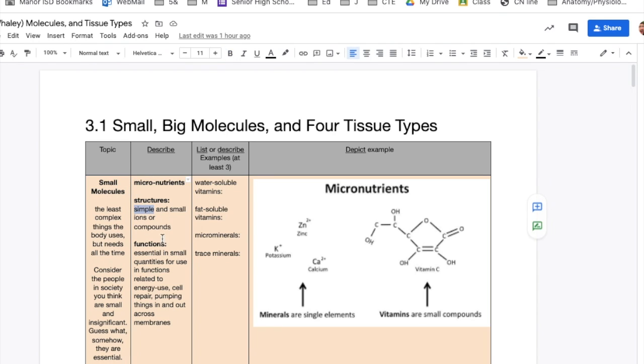I did it in this way. I described the structures and the functions, and then list or describe examples, at least 3. So really, I gave 1, 2, 3, 4 categories here, and so I need to add examples. Okay, vitamin C, there's an example. Fat-soluble vitamins. I'm gonna do vitamin D. That's one of my favorite fat-soluble vitamins. Vitamin D. And then microminerals.